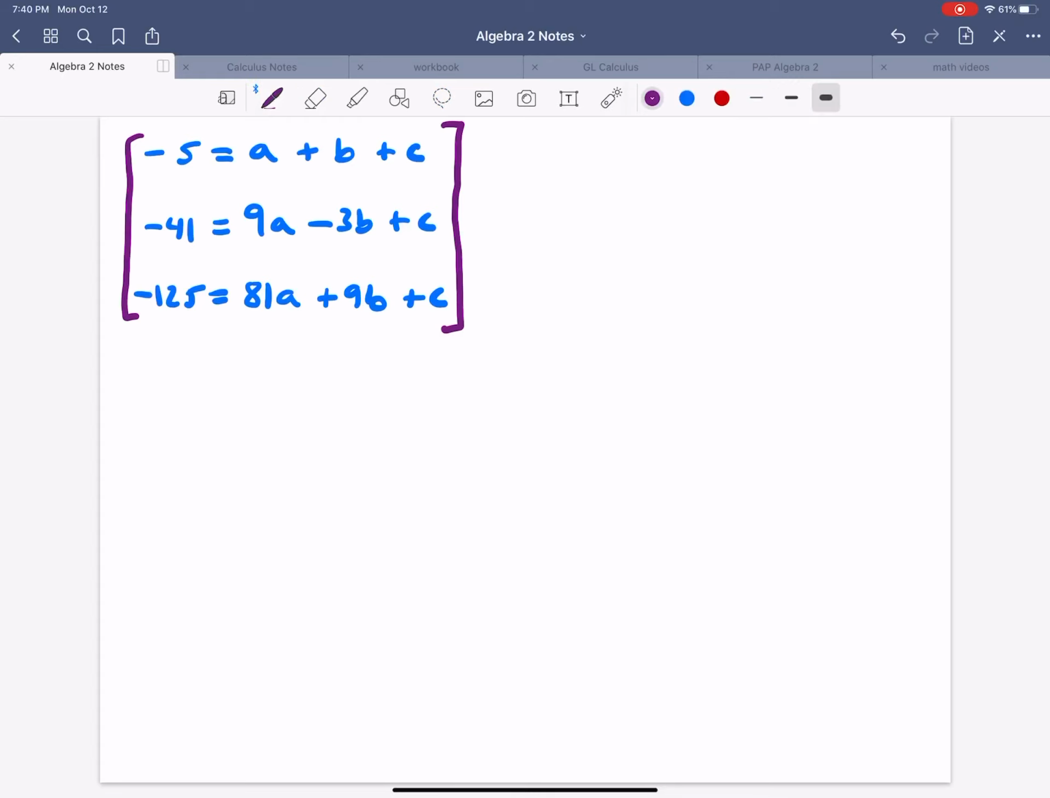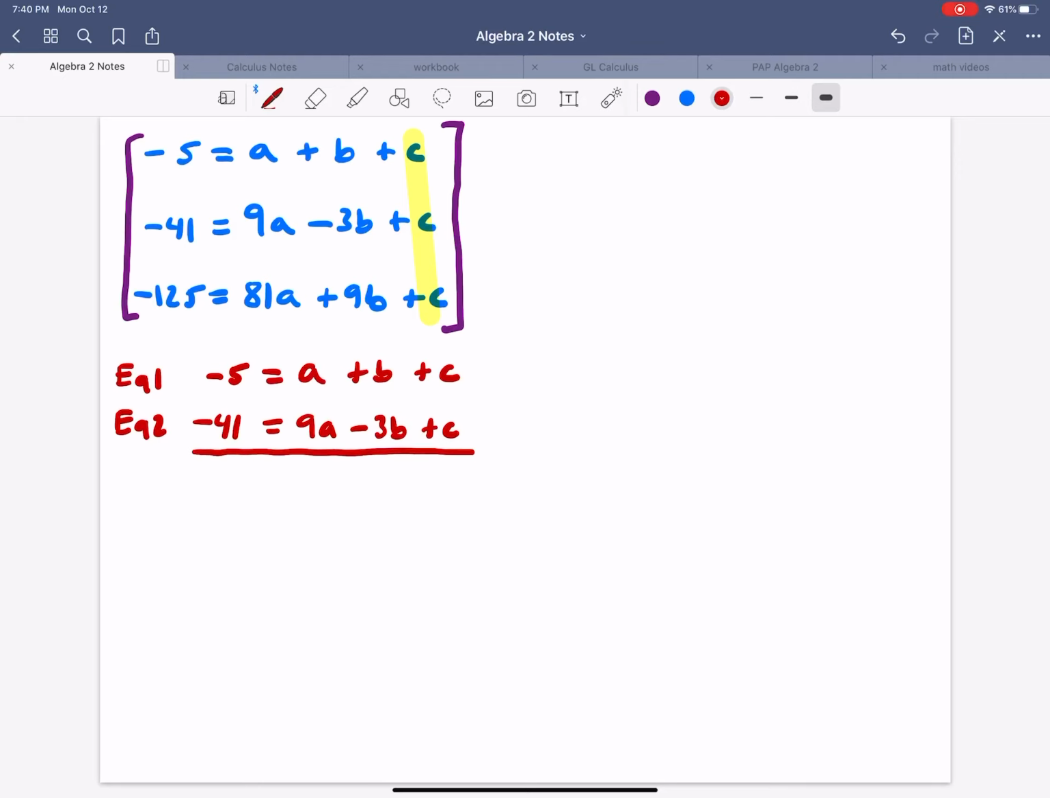So obviously, in my opinion, and hopefully yours too, the path of least resistance is going to be to eliminate C, okay? So I'm going to eliminate C twice. I'm going to take equation 1 and equation 2. Equation 1 is -5 equals A plus B plus C. And equation 2 is -41 equals 9A minus 3B plus C.